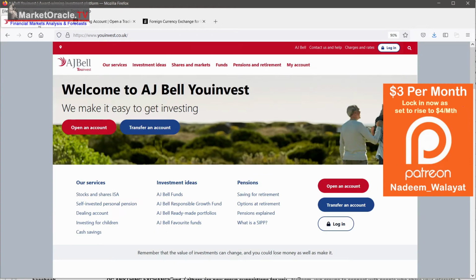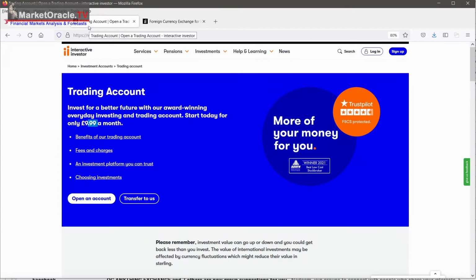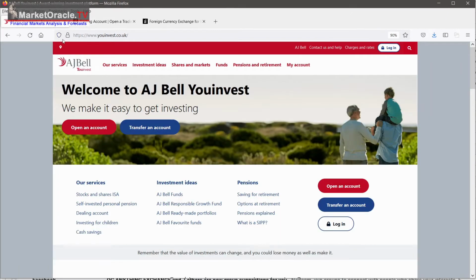So we're going to test those three things. One, how much does it cost to buy a stock with AJ Bell versus II in Facebook, and then to see if there's any difference between buying a US listing on London or not with AJ Bell.